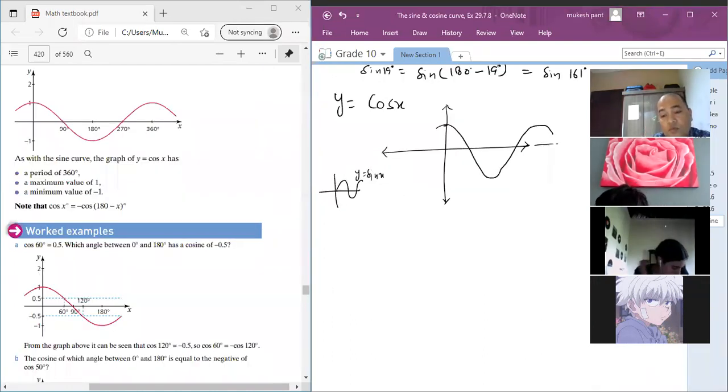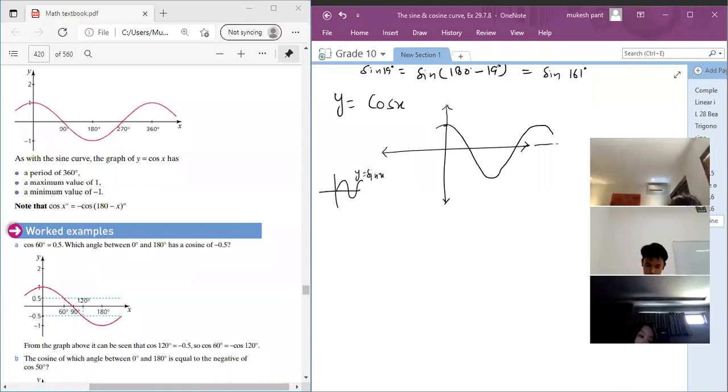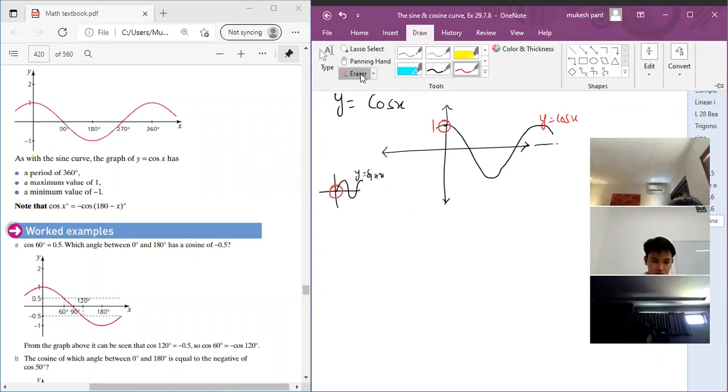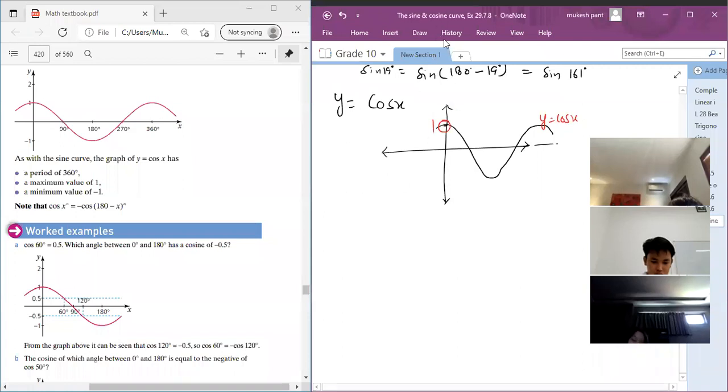So if you look at this one, y equals sine x. Sine starts from 0. And y equals cos x starts from 1. There is only this one difference. Otherwise, it's y equals cos x.